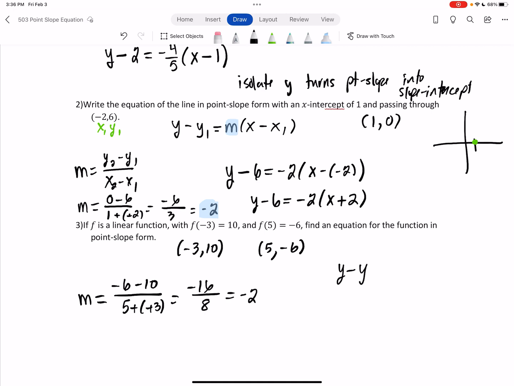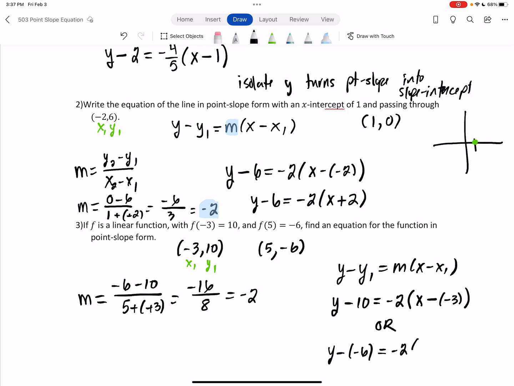My point-slope form is y minus y1 is m times x minus x1. So again, I can choose either point I want. If there's a point that doesn't have any negatives in it, I choose that one. If they both have negatives, then you can just choose either. So I'm going to use this one as x1, y1. So one answer could look like y minus 10 is negative 2 times x minus negative 3. Or I could have chosen the second point. Y minus negative 6 is negative 2 times x minus 5.